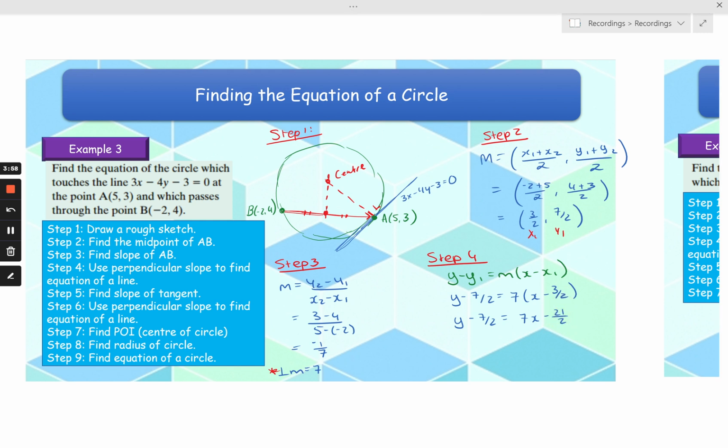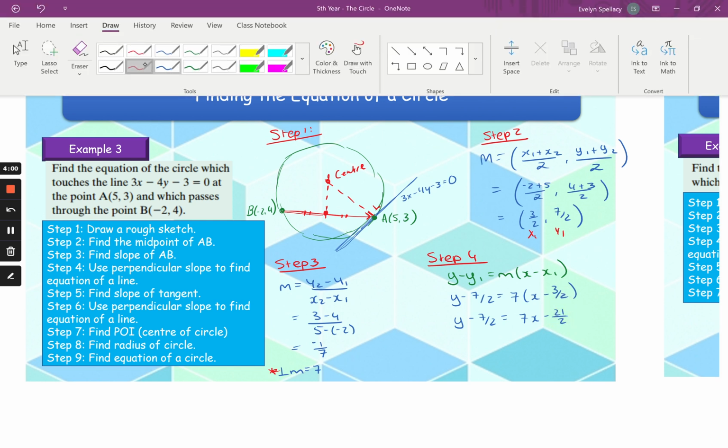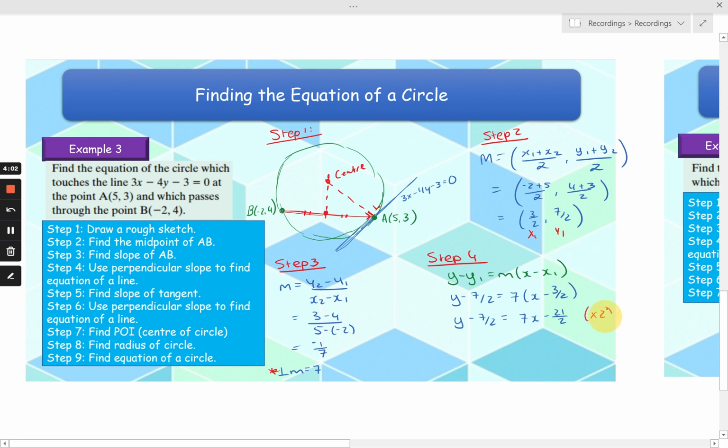And now I'm going to multiply both sides by 2 to get rid of the fractions. When I multiply everything in here by 2, I get 2y minus 7 is equal to 14x minus 21. I'm going to bring my letters to one side and my numbers to the other, so I get minus 14x plus 2y is equal to minus 21 plus 7, which gives me minus 14.